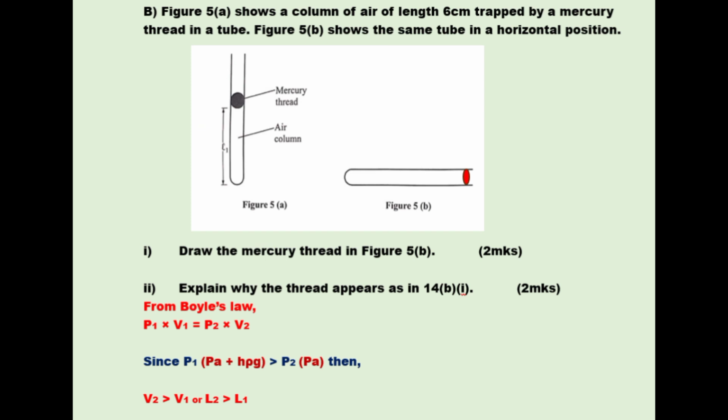In other words, pressure 1 is bigger than pressure 2, because pressure 1 is atmospheric plus H rho g, while pressure 2 is only atmospheric. But if pressure 2 is less, then definitely volume 2 will be bigger than volume 1, because pressure 2 is less. That means volume 1 is smaller, because from Boyle's law, P1 V1 equals P2 V2. In other words, pressure times volume is constant.